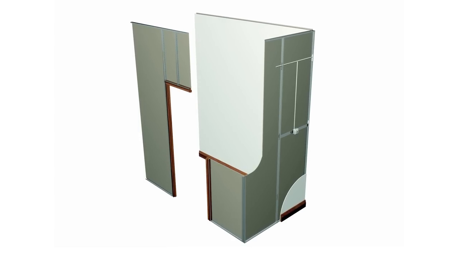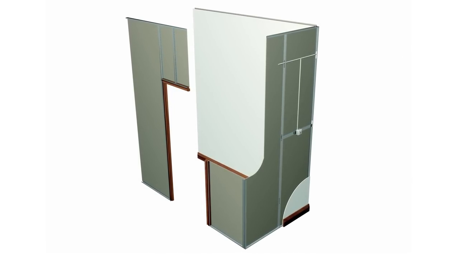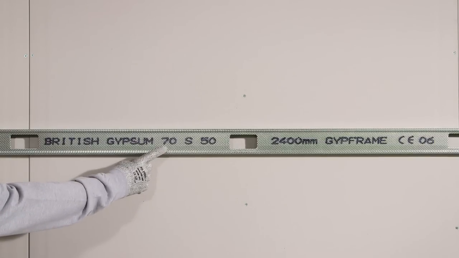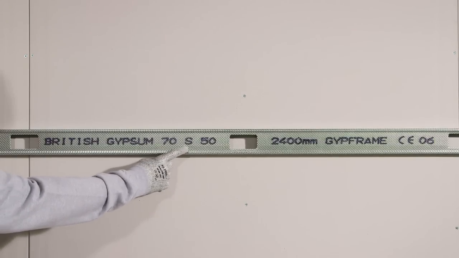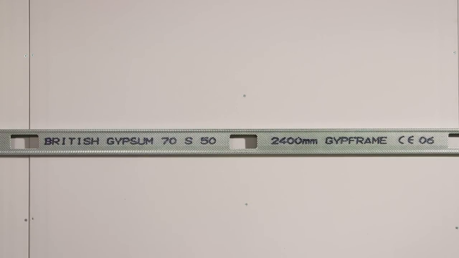Before we get started in building the GypWall Classic partition, let's understand the codes on the gyp frame components. 70S50. 70mm tells us the width of stud. S is the component and stands for stud, and 50 is the gauge of the metal in terms of millimeters, which tells us the stud is 0.5mm in thickness.